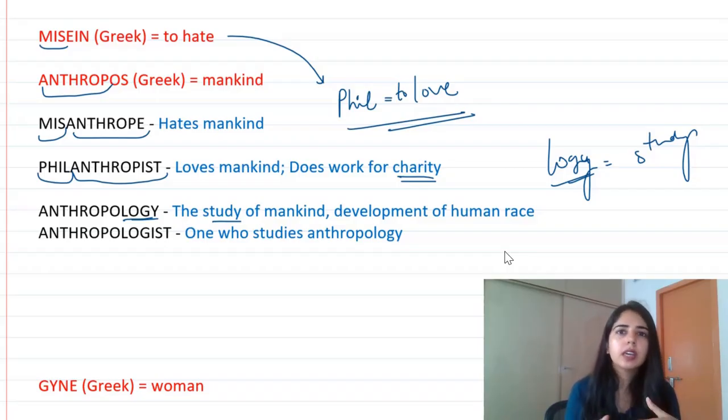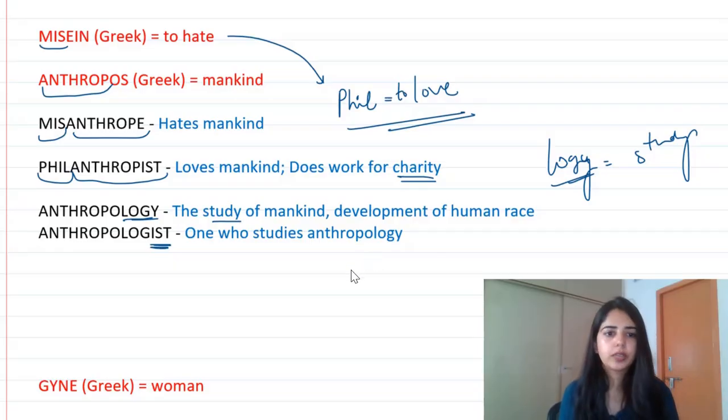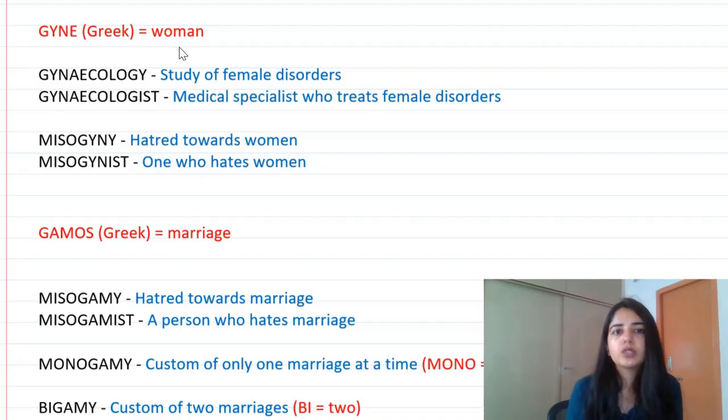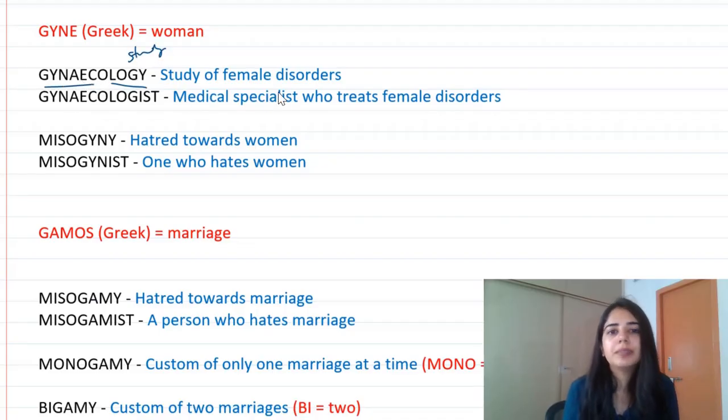You learn about their body, their mind, why they behave the way they behave, everything about human beings you study under anthropology. And someone who is a master of this, who studies anthropology, is called an anthropologist. By adding ist we have changed the meaning of the word. One who studies anthropology, anthropologist. Now, gynae is a Greek word which means woman, females. So gynecology, we just read that logy means study. So gynecology means study of female disorders.